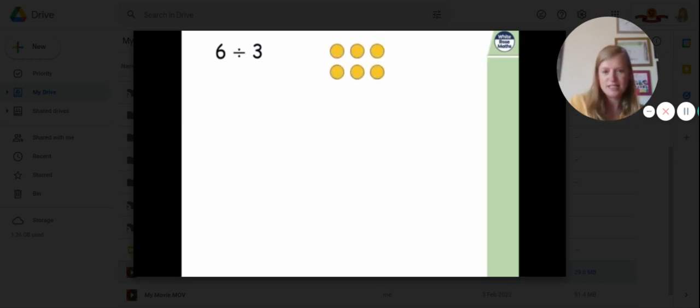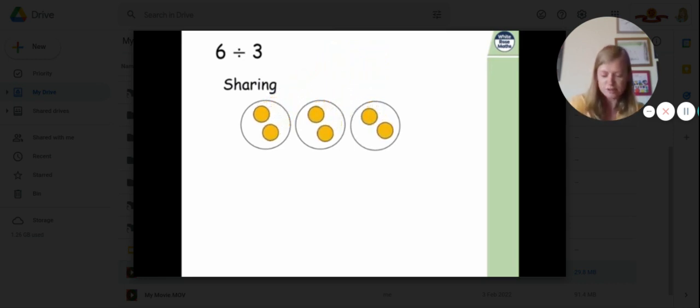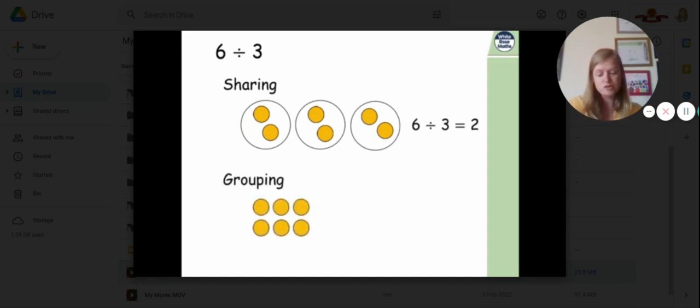I'm going to get 6 counters, and when we're sharing, I've drawn 3 circles to make it really clear. And I've shared my 6 counters equally between the 3 circles, and there are 2 counters in each. When I'm grouping, I've got my 6 counters, and I've drawn groups around 3 counters because I'm doing 6 divided by 3, and I've drawn a group around another 3 because I'm doing 6 divided by 3. I've made groups of 3 counters, and look how many groups? That's right, there's 2. So 6 divided by 3 equals 2.